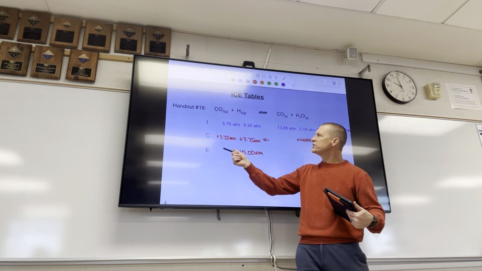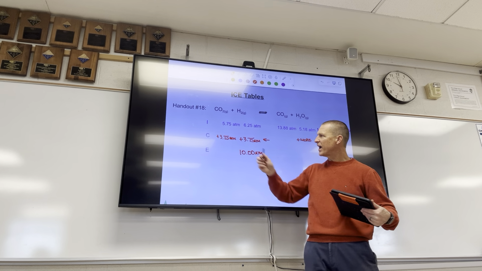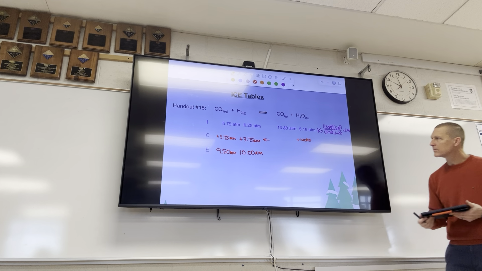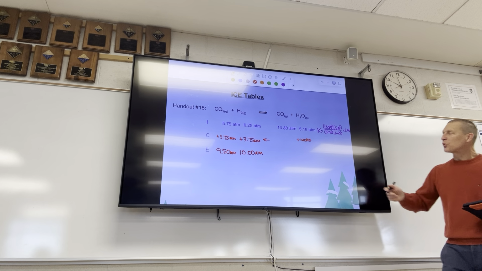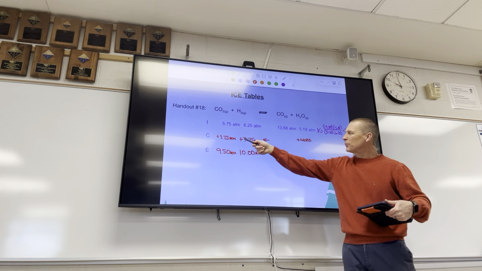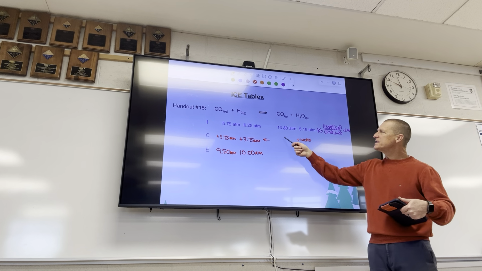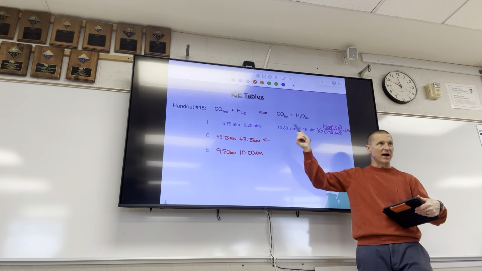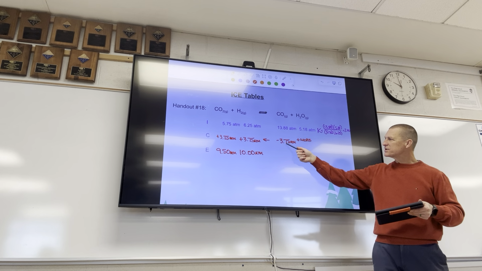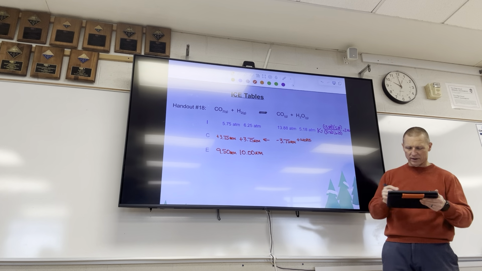So we know how much CO2 we end up with. We started with 5.75 and 3.75. So that has gone up to 9.50. So on the right side, if the reaction shifted to the left and the reactants went up by 3.75, the CO must have gone down by 3.75. It's a 1-to-1 ratio with the other things. So that has gone down by 3.75. So 13.88 minus 3.75 gives us 10.13.